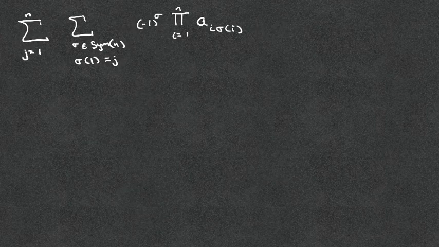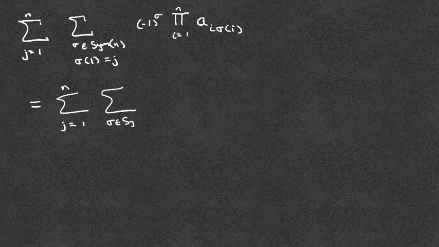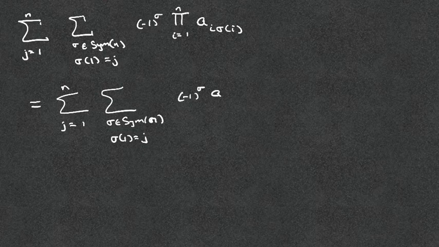So now, since our first term is constant in our products, we can take that one out. So j is going to go from 1 up to n. We have our sum over all possible permutations where our first value is a constant value of j. So we have minus 1 to the sigma, and we have a 1j, and then our product i goes from 2 up to n of a i sigma i.